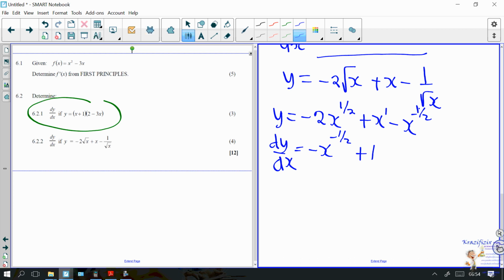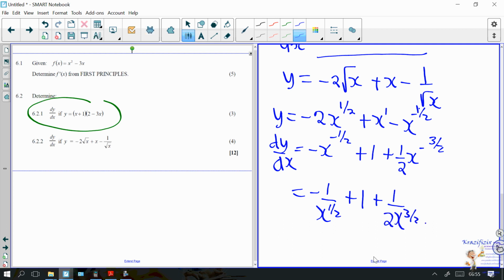That's how we get our 1 there. Negative half times negative would give me what? Positive 1 over 2x. Now negative half minus 1 would give me negative 3 over 2. And that is my answer. You can actually leave it like that, or if they want you to have it as powers of positive x, you can just rewrite it. This will be negative 1 over x to the half plus 1, plus 1 over 2x to the 3 over 2. All right, and you are done with your questions there.